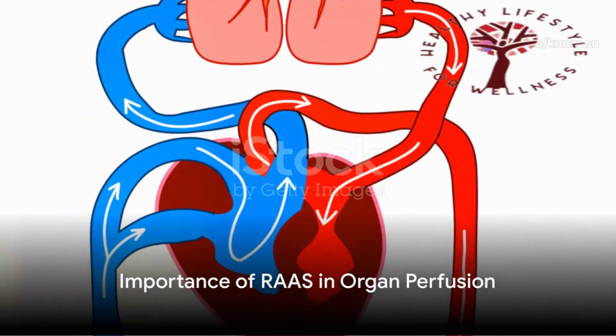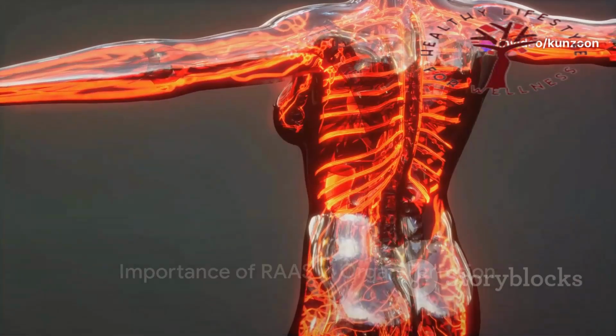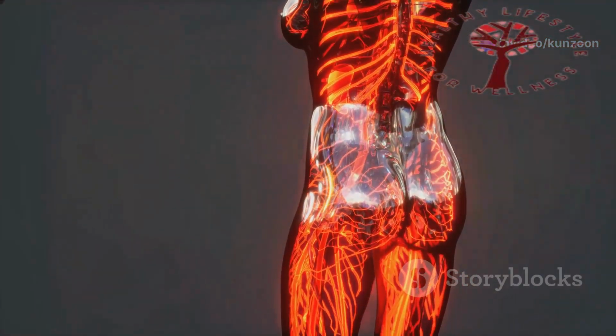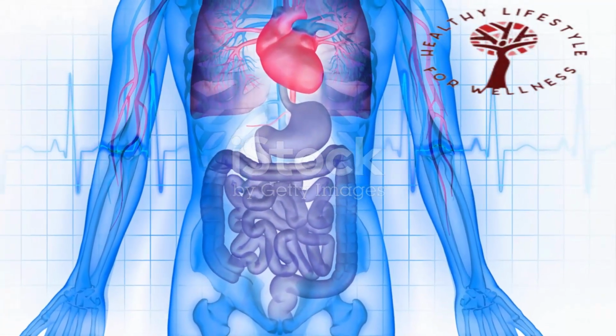Maintaining organ perfusion. Proper regulation of the RAAS ensures adequate blood flow to essential organs such as the brain, heart, and kidneys. This is critical for their optimal function and overall health.